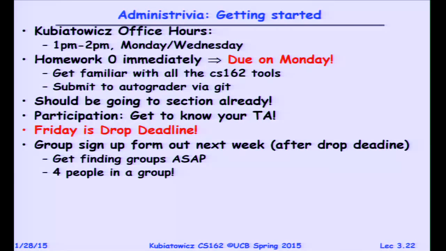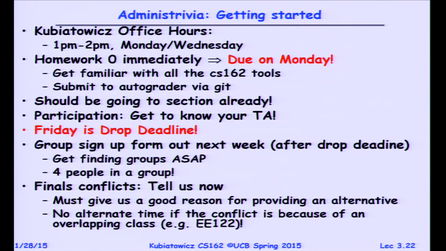Once we have the class membership figured out, then we have group sign up, which will be out next week. Again, we want to have 4 people in a group. So hopefully you've been looking for your partners, and we'll make it very obvious how to do that. We'll have the form out and everything. Are there any questions about this? No? Okay.